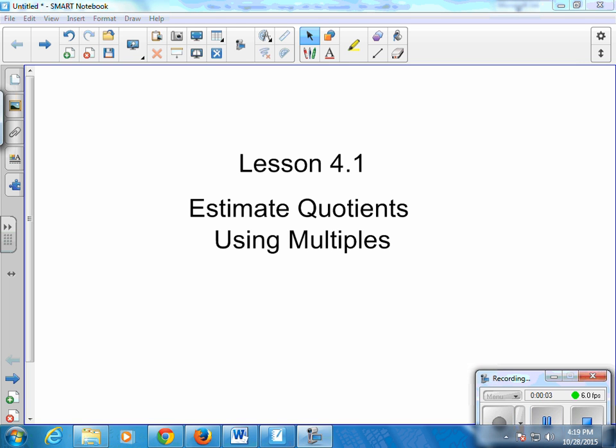Hello again. We are in lesson 4.1 of the Go Math book, and this lesson deals with estimating quotients using multiples. And when we estimate, remember, we don't give an exact answer. Hopefully, we can do it with mental math.